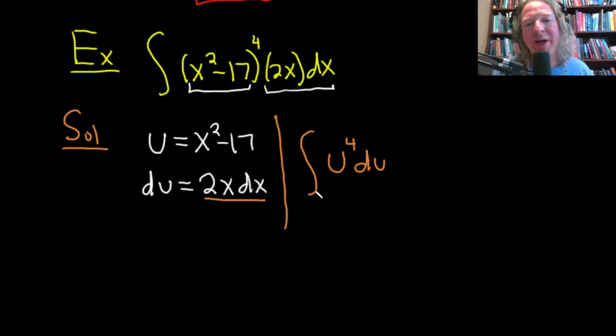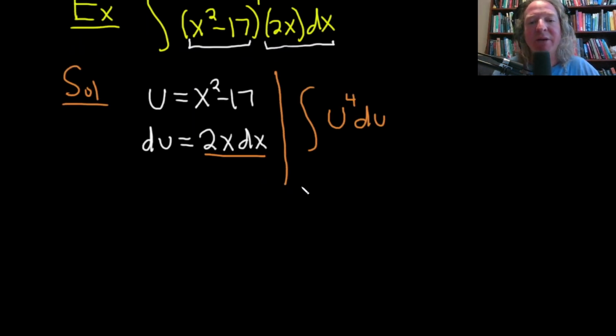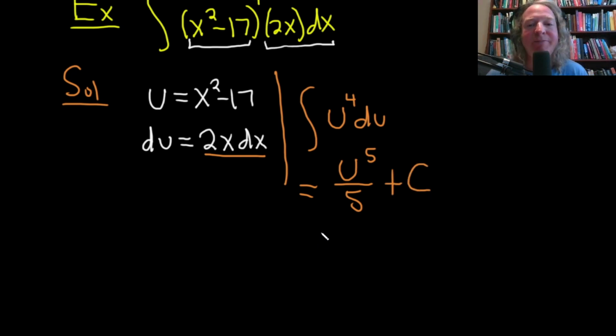So now we can apply just the power rule from calculus, where you just add 1 to the exponent and divide. And that always works as long as the exponent is not -1. This is equal to u to the 5, and then you just divide by that exponent, plus our constant of integration, capital C.